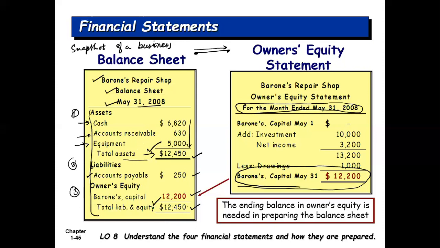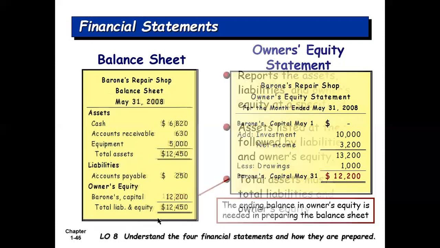So if you remember, we had an accounting equation. What was the accounting equation? That assets should always be equal to liabilities plus owner's equity. So look at the balance sheet. Your total assets is equal to your liabilities and owner's equity. So this is the balance sheet.